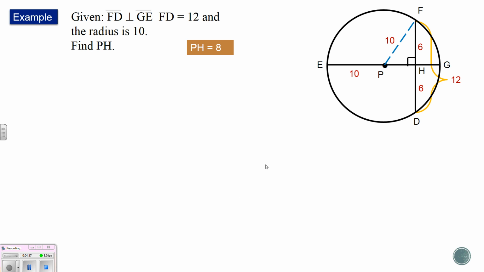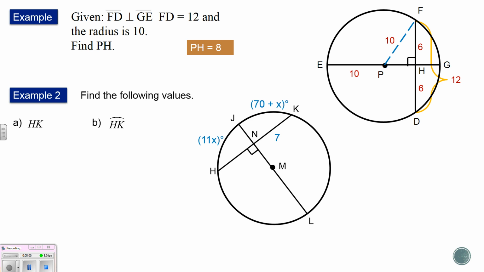All right, so what we're really going to be working on here is looking for how we can utilize these right triangles to help us solve for missing pieces. And it all comes down to the fact that this is perpendicular and then the chord is bisected, and if the chord is bisected, then this is perpendicular. All right, let's see the next one.